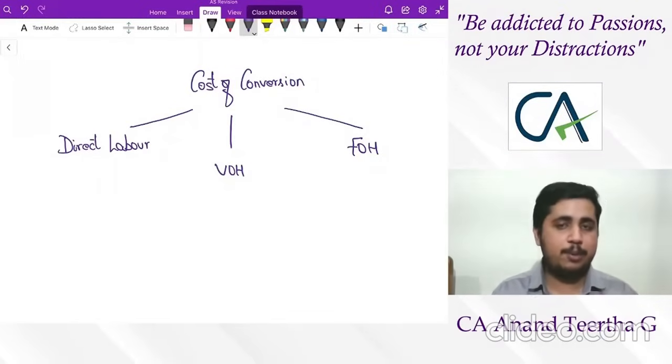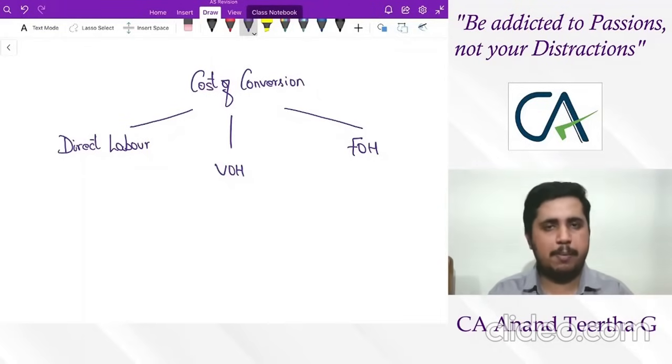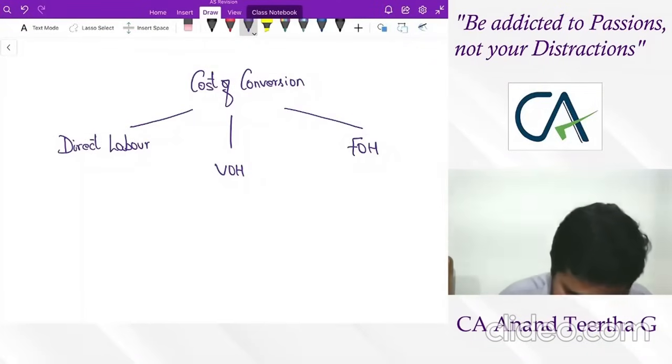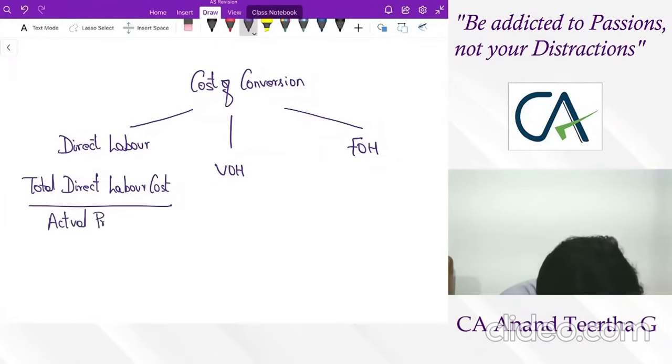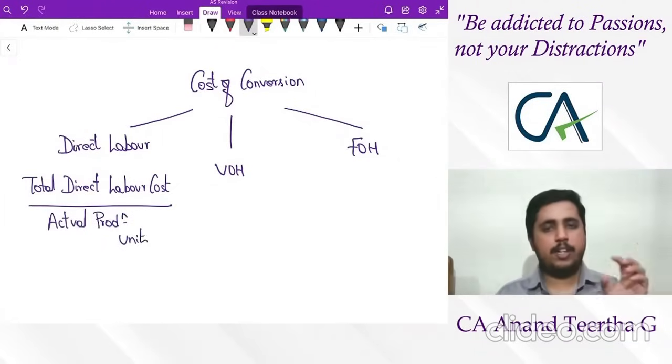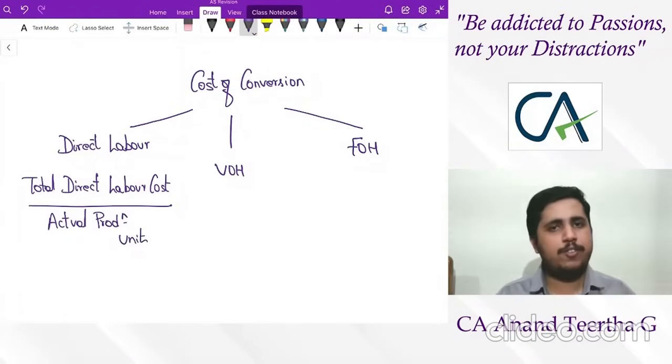Point to be remembered, as I have told you initially, you initially want per unit cost. Later you will multiply with the total units. So when it comes to direct labor, first we go with direct labor cost, which is total divided by actual production units. So whatever cost is incurred, divide by actual production units, you will get per unit value of direct labor.